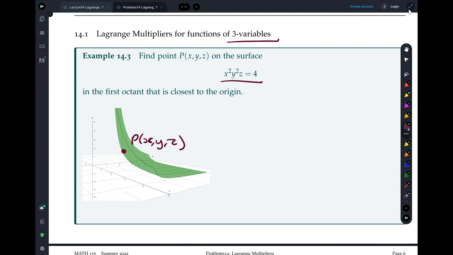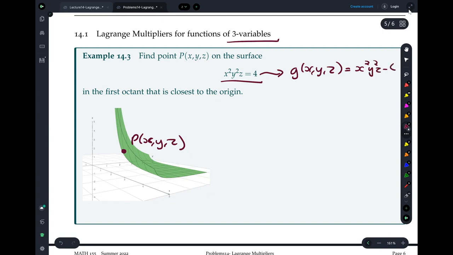Well, first of all, this is our constraint now, because we need it to lie somewhere on this surface. So now our g(x, y, z) is going to be equal to x squared plus y squared plus z minus 4. Okay, and our constraint is going to be equal to 0. Question then, what are we minimizing? Well, we're minimizing the distance function, okay?